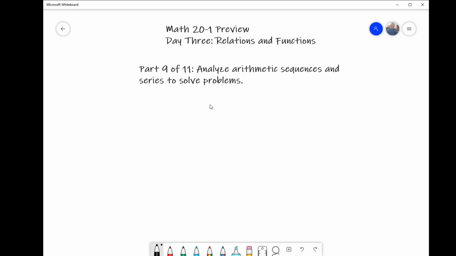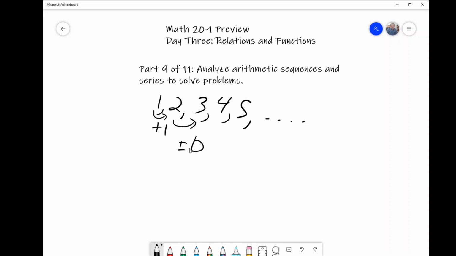A sequence is a pattern of numbers that you generate following a rule. So if you have 1, 2, 3, 4, 5, well, that rule is just add 1 to the previous number. Anytime you get from one number to the next in a sequence by adding or subtracting the same number, you have an arithmetic sequence.